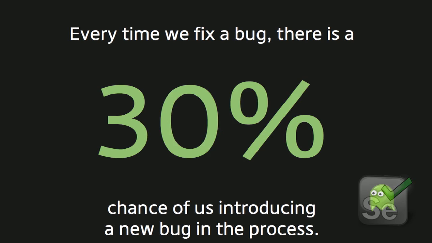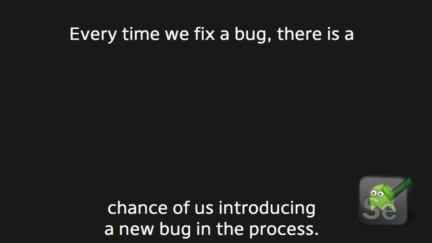Now, every time we fix a bug in Opera, there's about a 30% chance of us introducing a new bug in the process. This is a high number. If you're into software development, you know that a 30% regression rate for a bug fix is a high number.